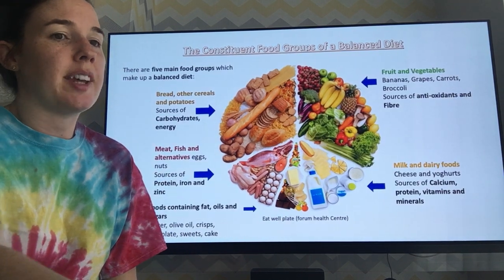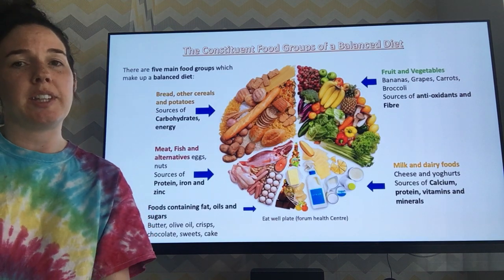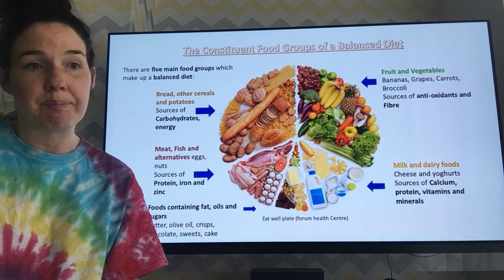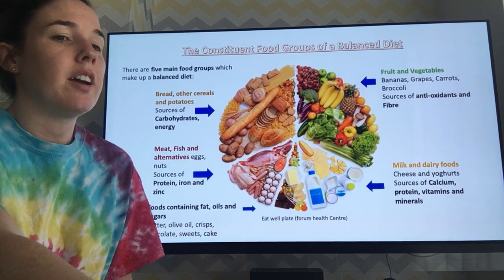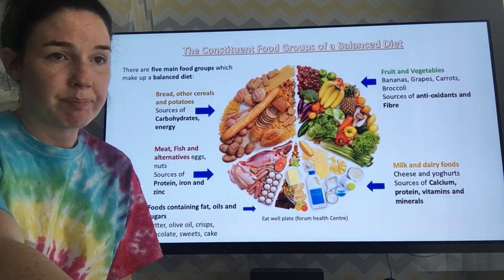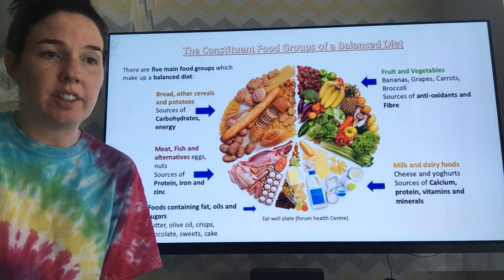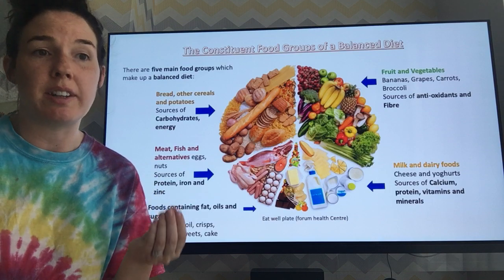The fourth group, dairy, cheese, milk and yogurts, are sources of calcium, protein and vitamins which help to keep our teeth and bones strong and healthy. The fifth group, fats and oils such as butter and olive oil, are also a source of energy. Healthy fats such as avocados, dark chocolate, fatty fish and nuts are good for our health and can benefit us.